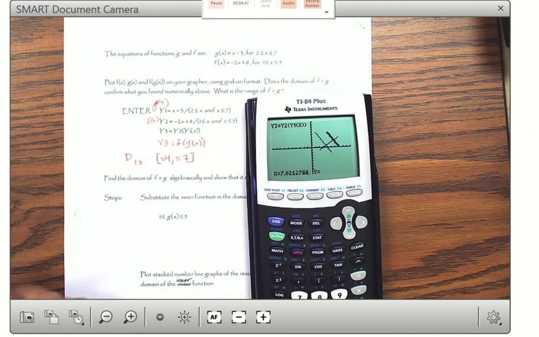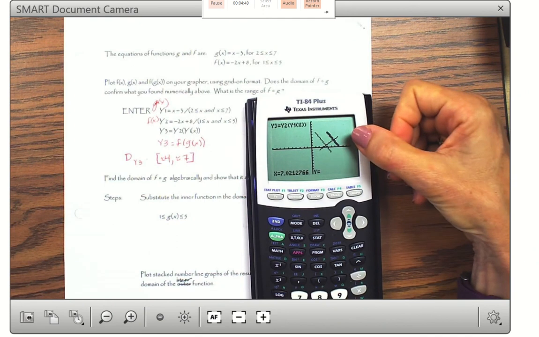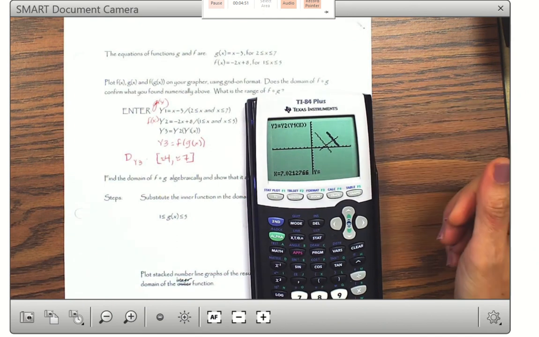So I would look for you to be able to do that and to estimate the domain from the graph on your calculator.